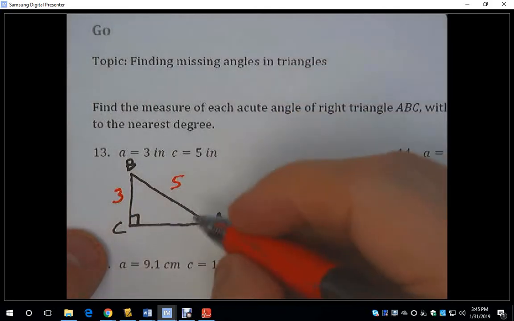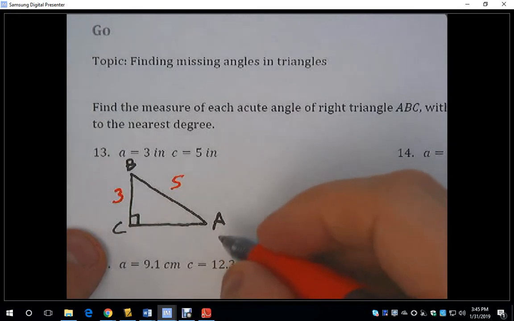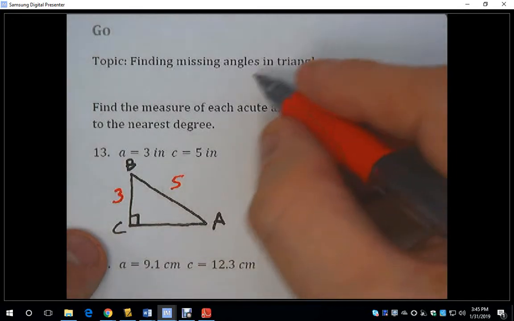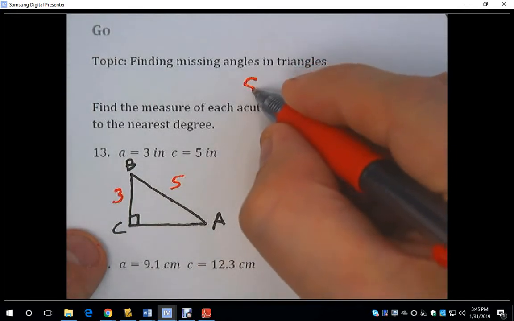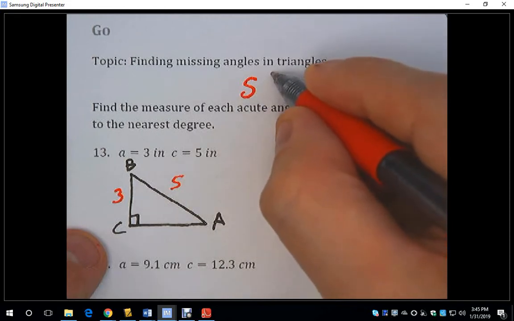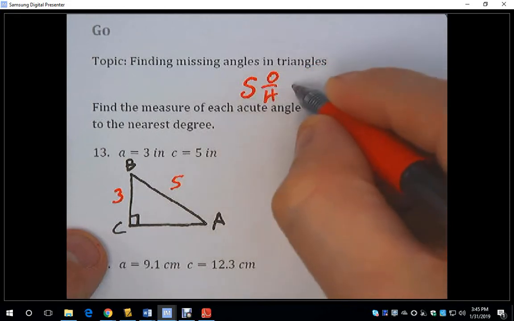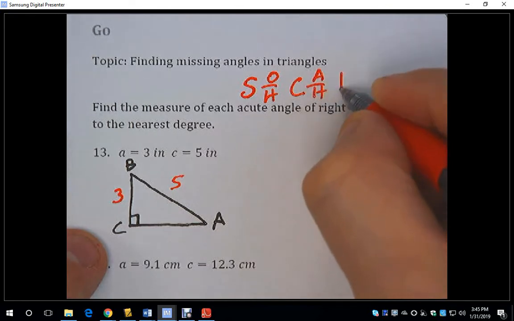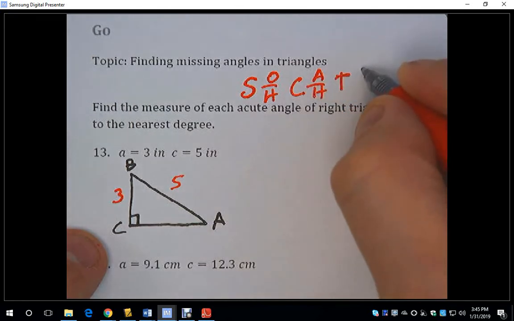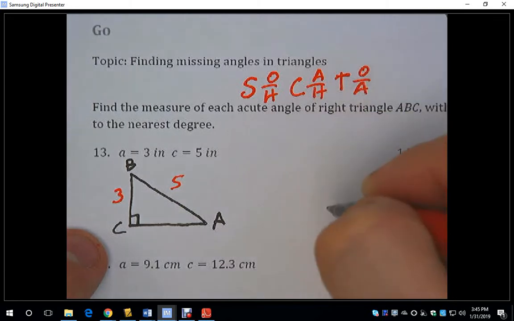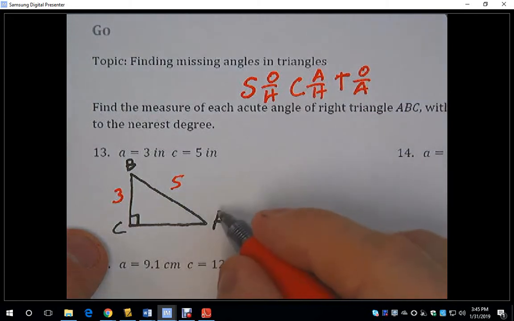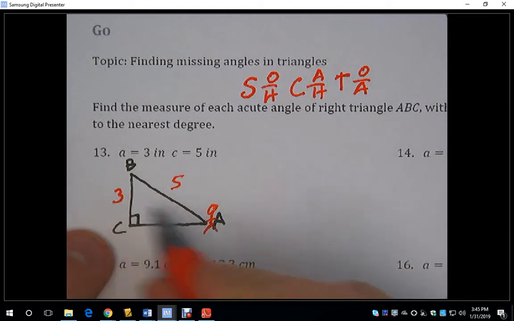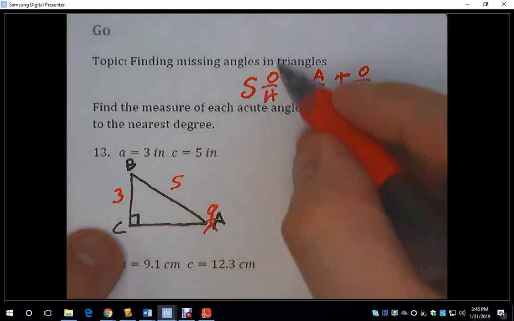And then I'm going to try to figure out which trigonometric ratio to use to figure out what this angle is. So we have, by definition, sine of our angle is opposite over hypotenuse. Cosine of our angle is adjacent over hypotenuse. And tangent of our angle is going to be opposite over adjacent. So in this case, if I'm standing here from the perspective of this angle, then 3 is my opposite and 5 is my hypotenuse. So I'm going to use my sine function here.